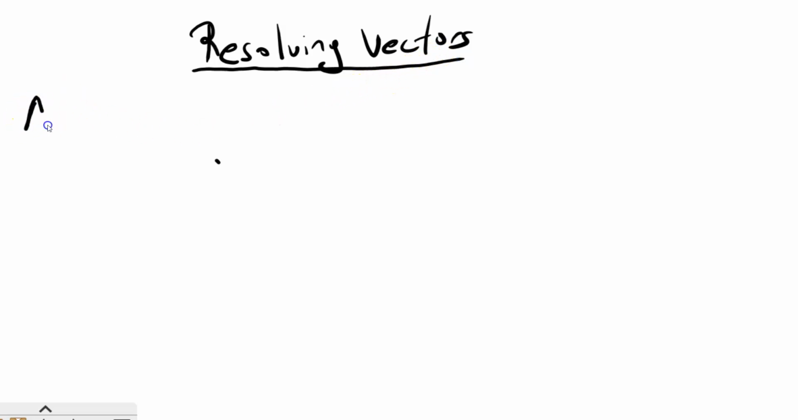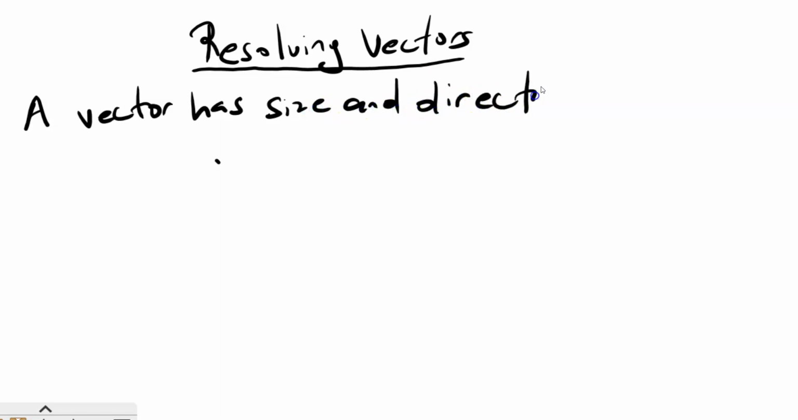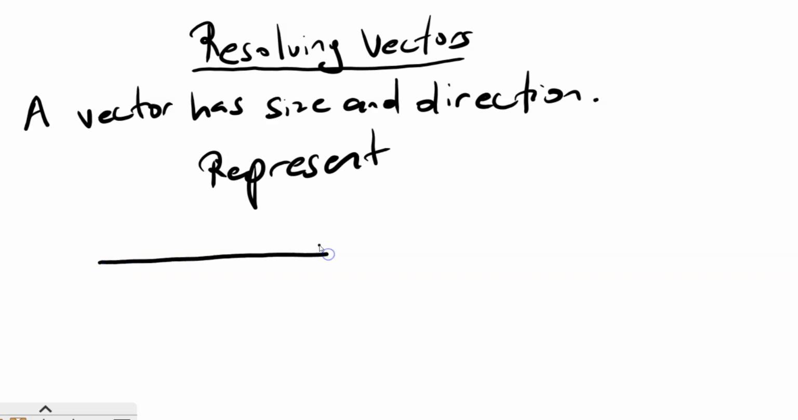So a vector has size and direction. Let's represent a vector. If I have a vector, let's call it A. Say we call this vector A, and let's call this vector B.